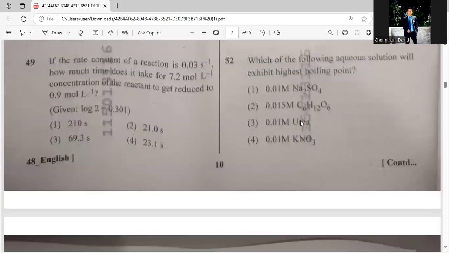52. Which of the following aqueous solutions will exhibit the highest boiling point? Easy question. Based on your Van't Hoff factor, you can answer this question. So sodium sulfate will have Van't Hoff factor equal to 3. And urea is a non-electrolyte, 1. Urea is also 1. Sucrose is also 1. Potassium nitrate will have 2. So you check for the highest Van't Hoff factor because the molar concentrations are almost the same, and the non-electrolytes are disregarded. So option 1 will be the answer, that is 0.01 molar sodium sulfate. Moving on to the next question.